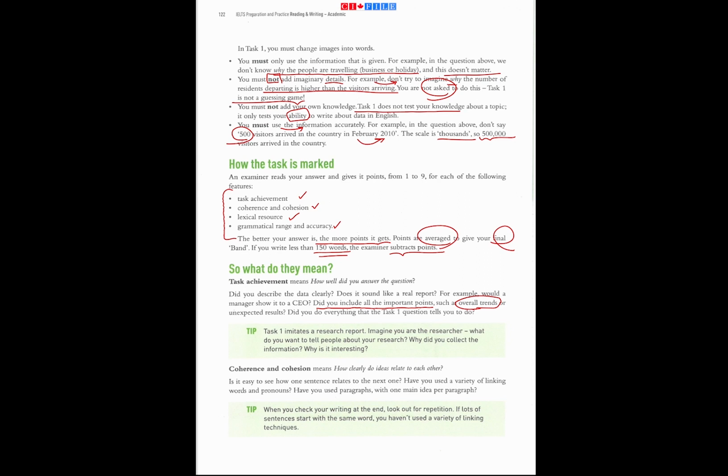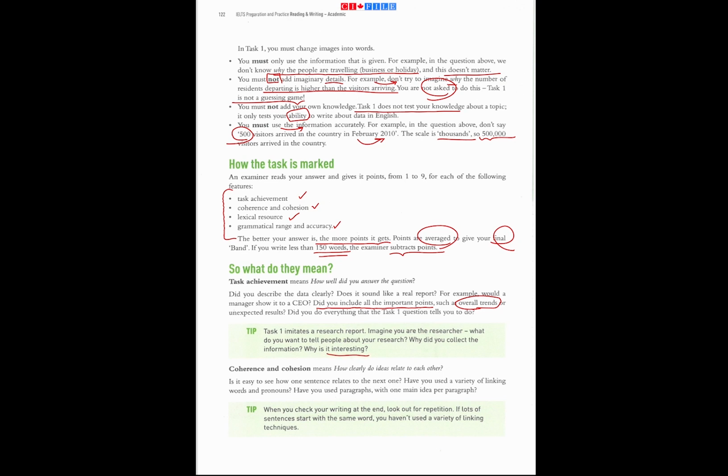Listen to my tip. Task 1 imitates a research report. Imagine you're the researcher. What do you want to tell people about your research? Why did you collect the information? Why is it interesting?